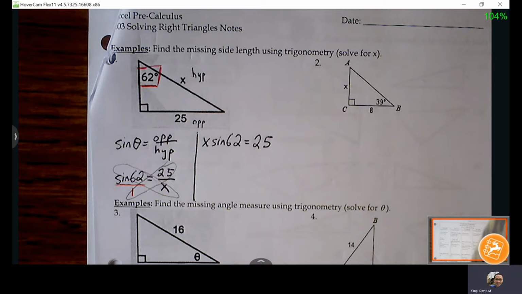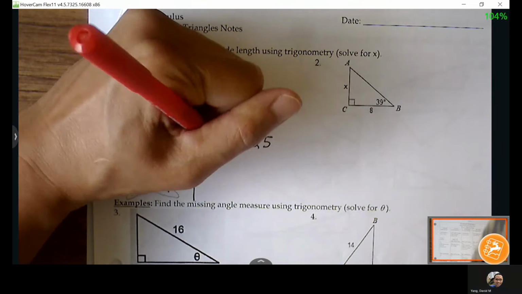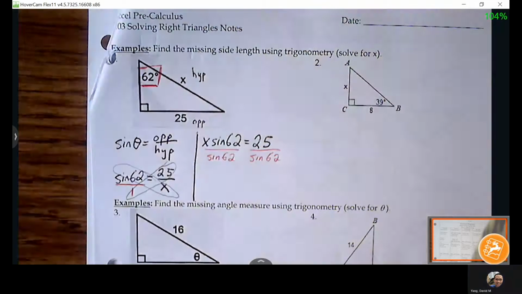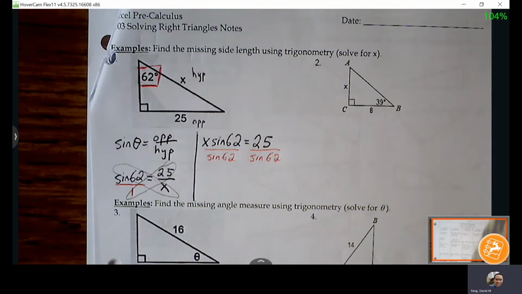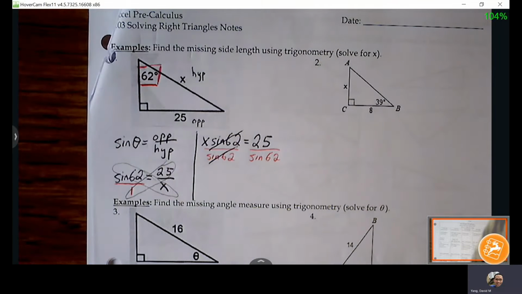Okay, so how can I get that x by itself? Divide by sine 62. Divide by sine 62. You see how everything clears off from the left side. We just have x equals, and then the rest can just go into our calculator.